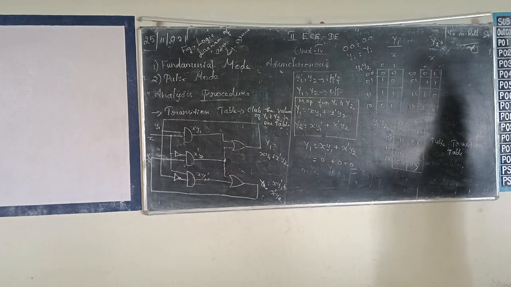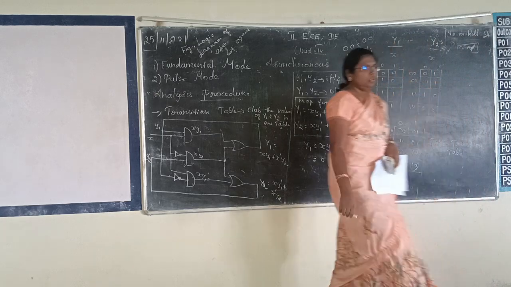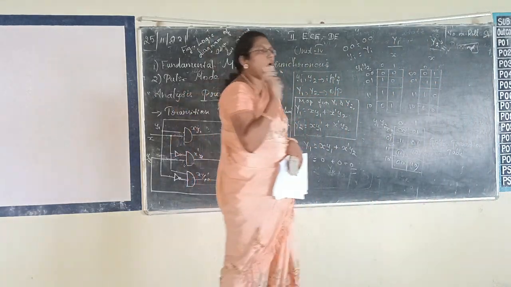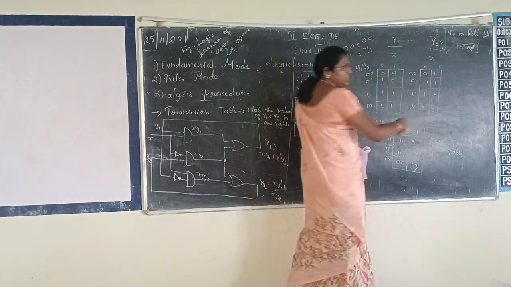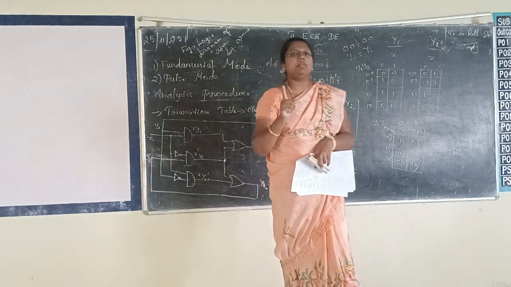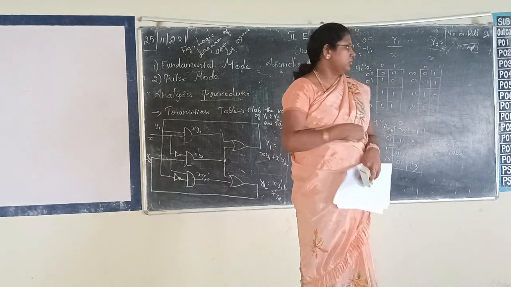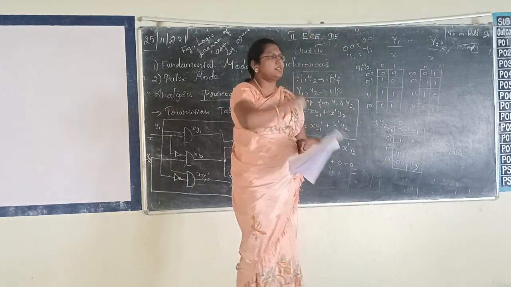Then see, in the transition table you should have only one stable state in each row. Each row should have only one stable state. Then it is referred to as a primitive state row. Right? So we are completed with this.